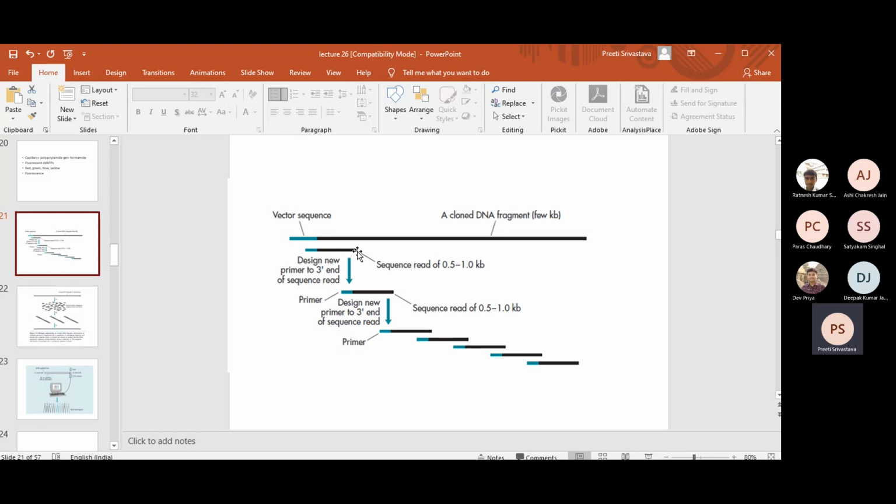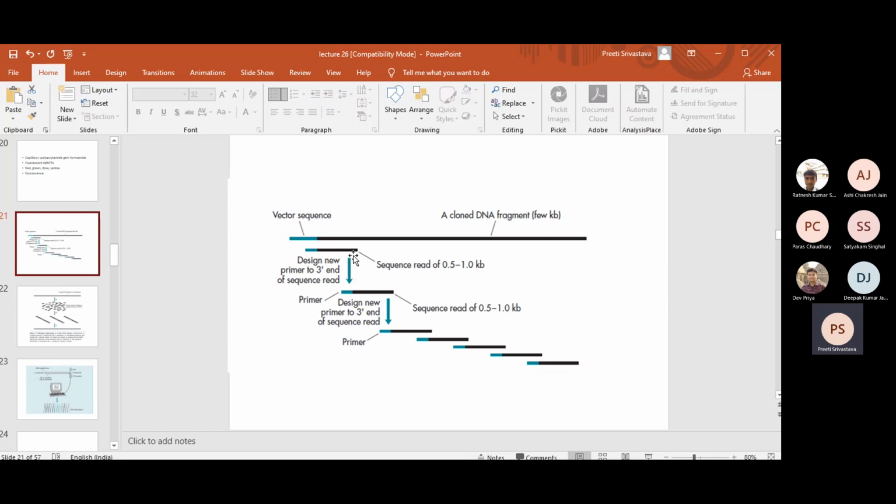Then you perform sequencing. You will get a sequence where the read length varies from 500 to 1 kb. The most reliable is up to 500 base pairs only, but sometimes you can go up to 1 kb. So you get the sequence.